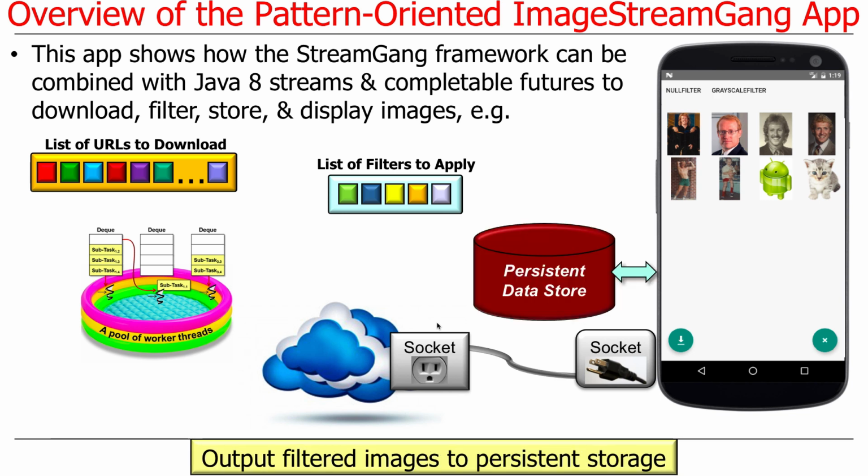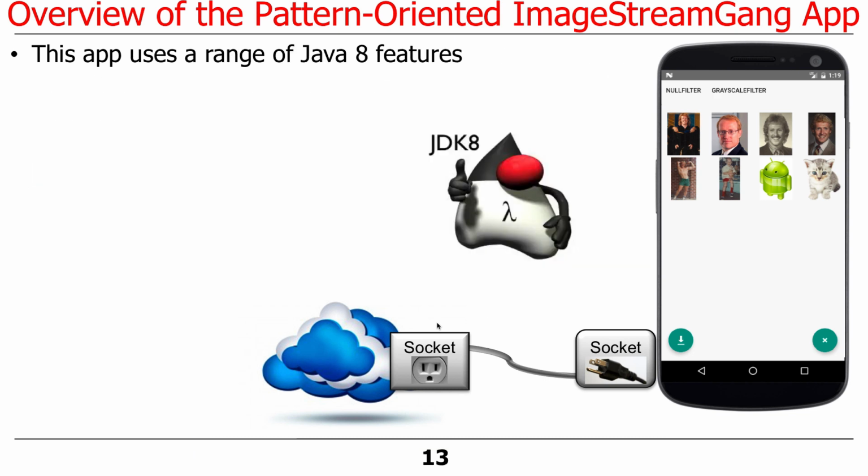And then we can go ahead and store the filtered images on the file system, which could either be the Android file system or could be the Java file system if you're running in command line mode. There's a bunch of Java 8 features that are used here.